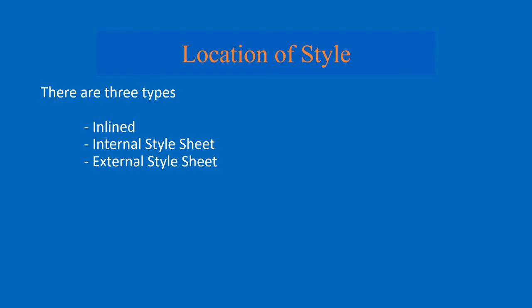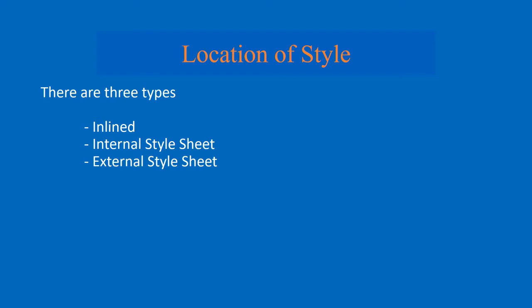Hello, in this video I will discuss the location of a style. Location of a style means how you can put CSS in the web page. Whenever you are writing CSS, how you can add it in the web page, that is called the location of a style. There are three types of location of a style.